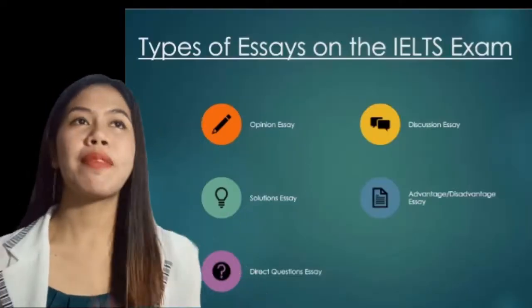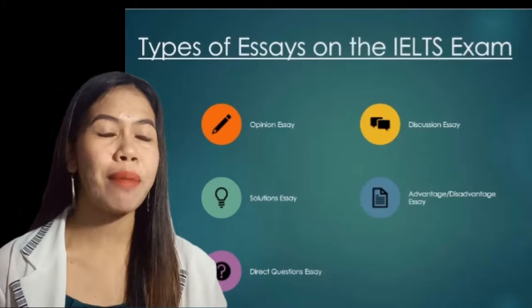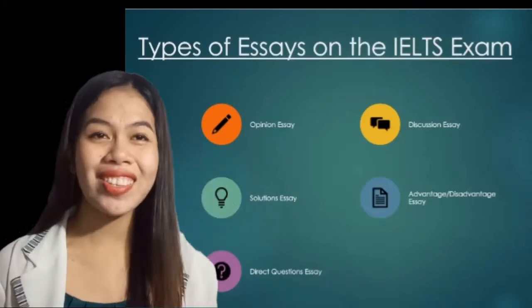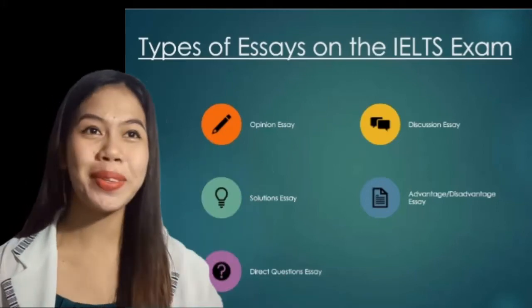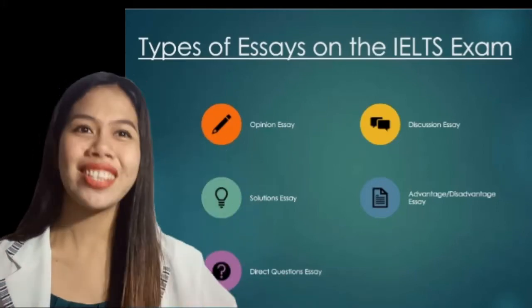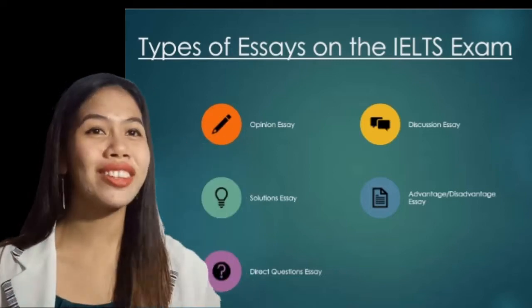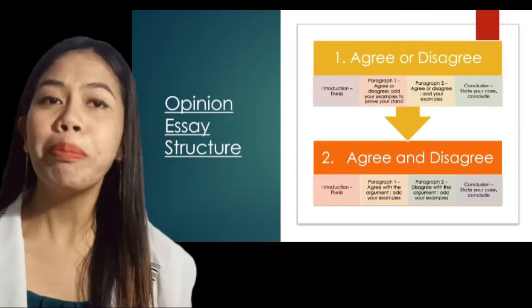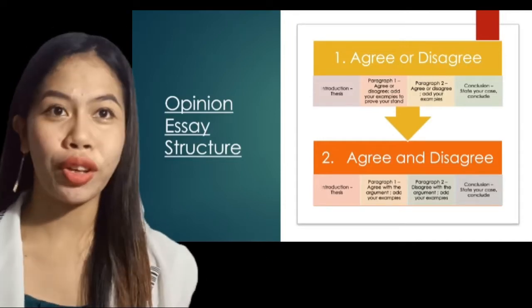There are 5 types of essays on the IELTS exam. First is the opinion essay. Second is the discussion essay. Third is the solutions essay. Fourth is the advantage or disadvantage essay. And then the last is the direct questions essay. Okay, we will begin with the opinion essay structure.